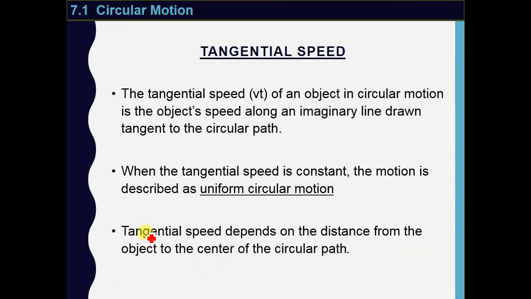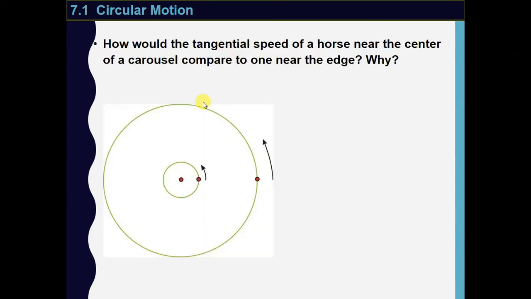Okay? So they are saying that this speed, which is tangential speed, depends on the distance from the object to the center of the circular path. Here is an example. How would the tangential speed of a horse near the center of a carousel compare to one near the edge? Here a horse near the edge, and here a horse near the center. What do you think? Which one is covering more distance when moving in circular motion? For sure, the one near the edge.